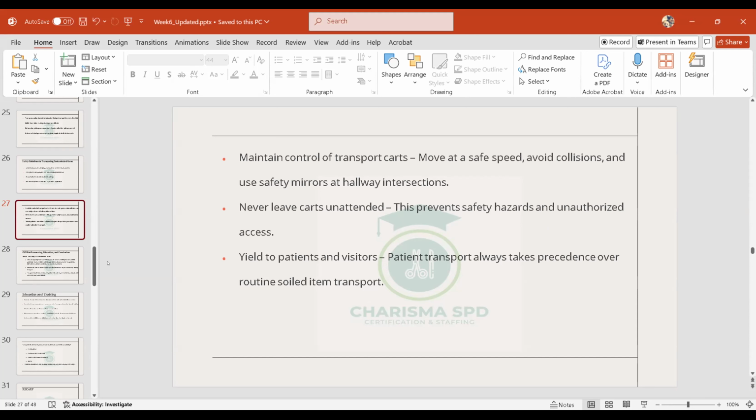When you are transporting your cart, you have to yield the way for patients. You have to yield the way for patients' families. And if you have to use the elevator, patients have priority over your dirty instruments. When you are transporting instruments in a hallway that has intersections, you have to be very, very careful, because somebody could be coming from the other end of the intersection.